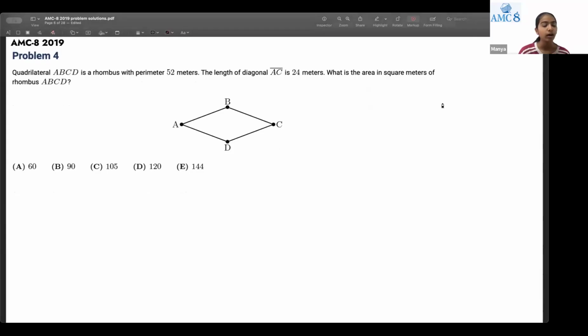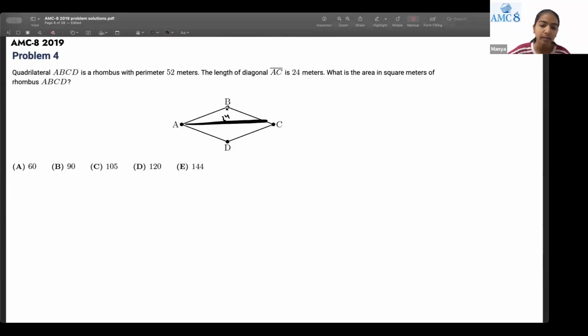Problem number 4. Quadrilateral ABCD is a rhombus with a perimeter of 52 meters. The length of diagonal AC is 24. What is the area in square meters of the rhombus ABCD? So, we know that AC is equal to 24.